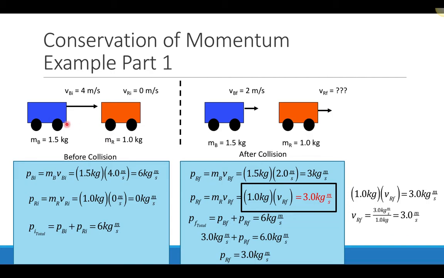So this is another way that we could approach problems. We can look at the momentum of each one of these initially, add their values together. That's the total initial momentum of the system. And then I can do the same thing afterwards. If I add their two momentums together afterwards, it has to be what I started with.